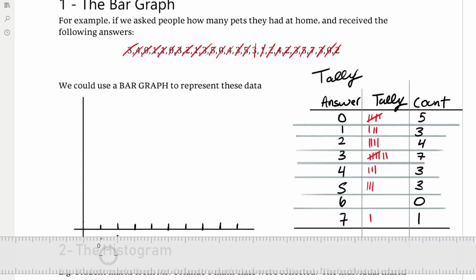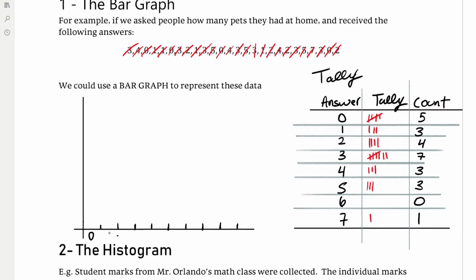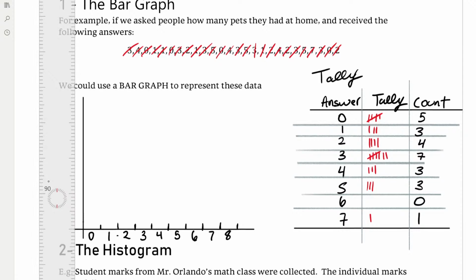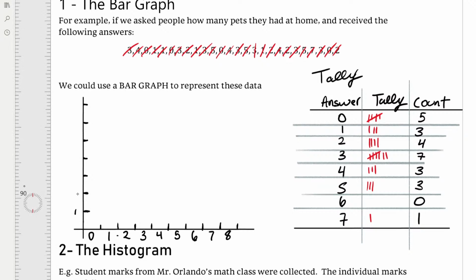So that would be 0, 1, 2, 3, 4, 5, 6, 7. Ours doesn't go up to 8, but that's okay. And then from here, we'll go 1, 2, 3, 4, 5, 6, 7. All right, so I've got my scale built. It's helpful to have a nice scale. You definitely want to use a ruler when you do that. And now we're ready to build our bar graph.